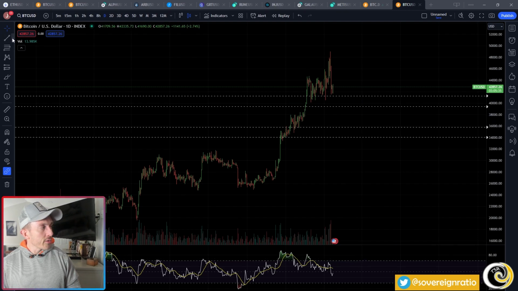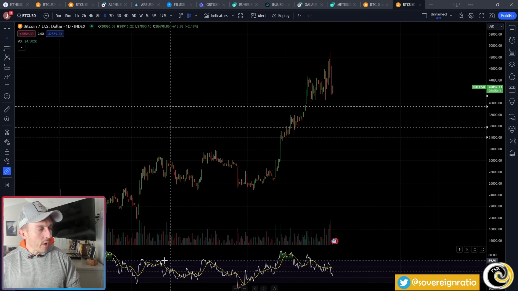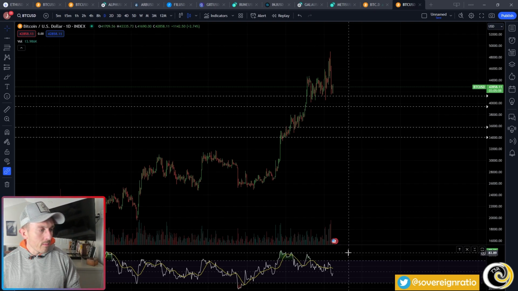So if we go over here to where we picked trend line, there's a little arrow to the right of that. If we click on that, we can actually choose a ray, an info line, a horizontal ray, a vertical line, and many different other types of lines. For this purpose, because we don't really care where the line starts and ends, we're going to choose a ray, and we're going to choose a horizontal ray. Now, if we see here when the RSI topped out or pretty close to topping out, we're going to call it right there.